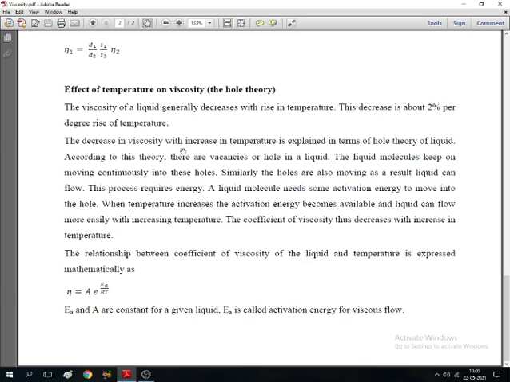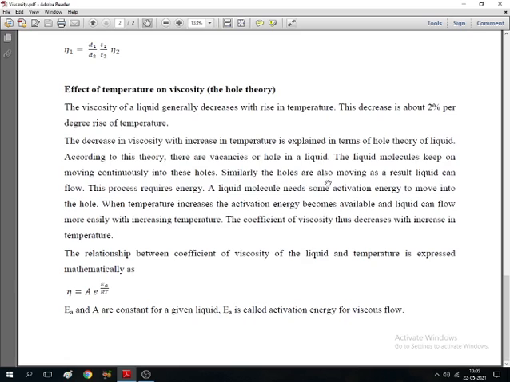Now this decrease in viscosity with increase in temperature is explained in terms of the hole theory of liquids. Hole म्हणजे छिद्र. According to this theory, there are vacancies or holes in the liquid. The liquid molecules keep on moving continuously into the holes. लिक्विडचे जे मॉलिक्युल आहेत ते त्या छिद्रामध्ये कंटिन्युअस जात राहतात.